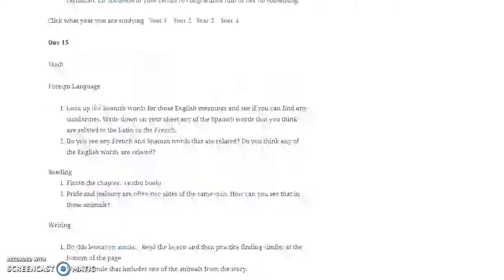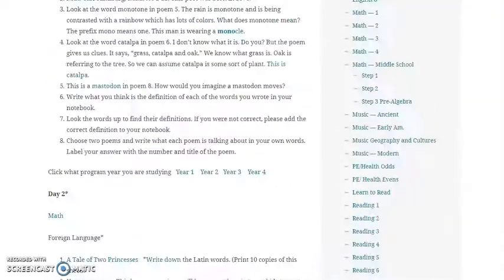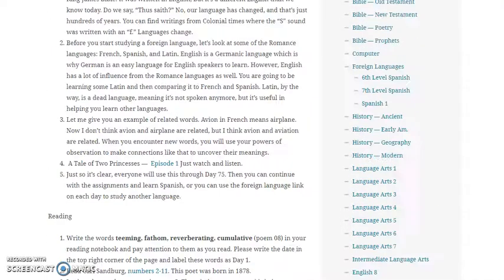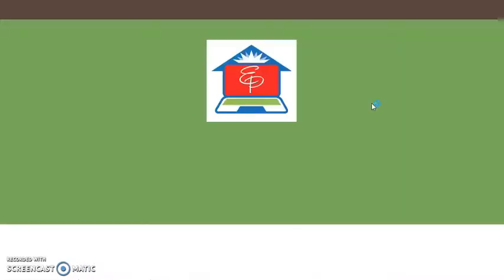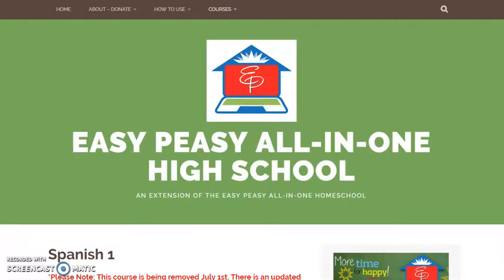And then in 8th level, these are listed under foreign languages, we get to Spanish 1. So Spanish 1 could be considered a high school course. And in fact, we host it on our high school site.